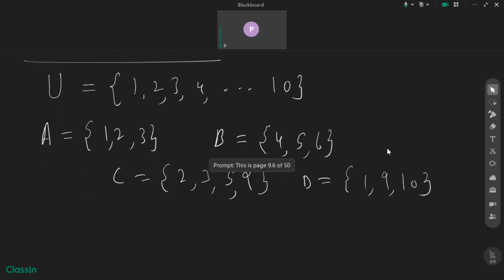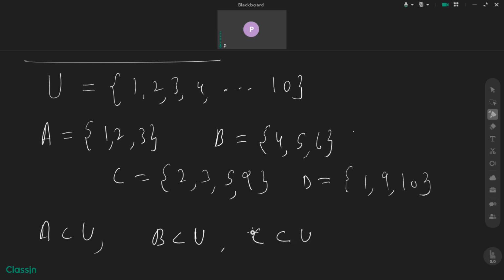Now, if we see all these four sets A, B, C, D, if I see A, I can see that A is subset of U. If I see B, B is subset of U. If I see C, C is subset of U. If I see D, D is subset of U. I can see that all these sets are subsets of the same set.